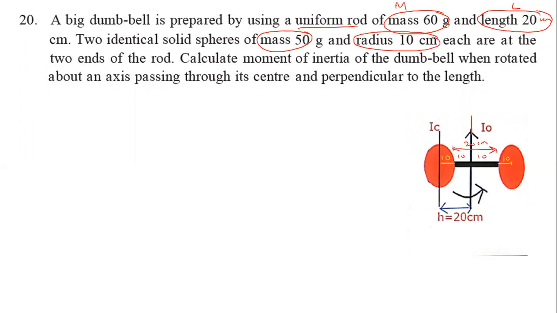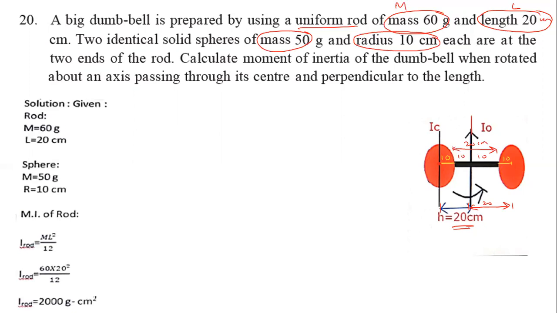Now here you can see the total distance h, means the total distance between the center of the sphere and the center of the rod is 20 centimeter. So this distance is also 20 centimeter. Now let's see the given here. For the rod, mass is 60 gram, length is 20 centimeter. For the sphere, mass of the sphere is 50 gram, radius is 10 centimeter.